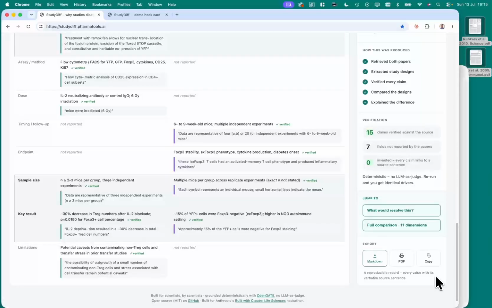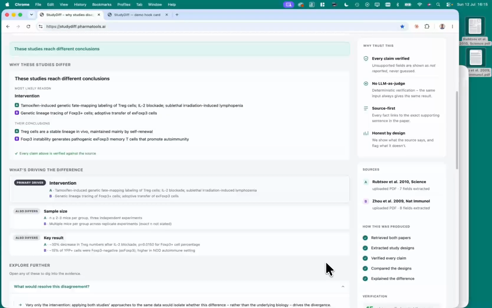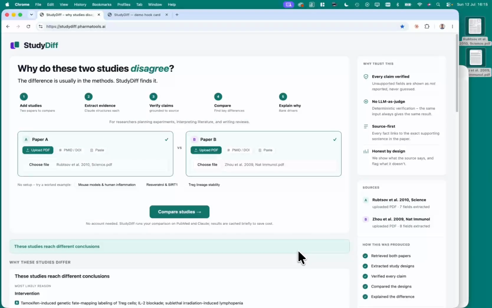Claude structures the evidence. Deterministic verification checks every claim. StudyDiff compares only what survives. It never tells the scientist which paper is right. It helps them understand why the papers reach different conclusions. Most AI tools summarize papers. StudyDiff explains why they disagree.